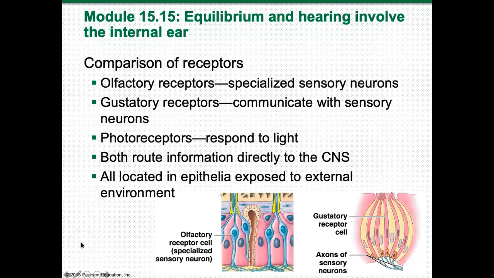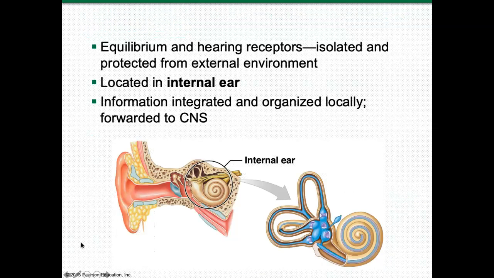We begin our video on equilibrium and hearing by comparing receptors. Olfactory receptors are specialized sensory neurons. Gustatory receptors communicate with sensory neurons. Photoreceptors respond to light, and both route information directly to the CNS. All are located in epithelia exposed to the external environment.